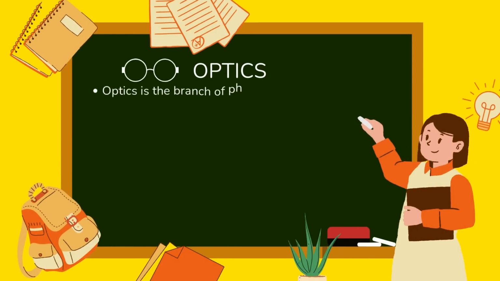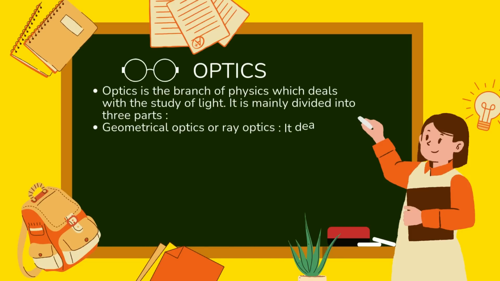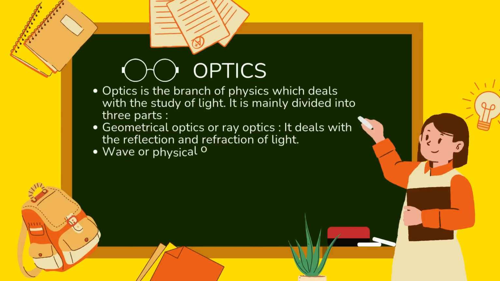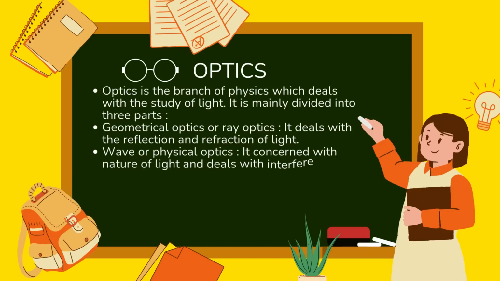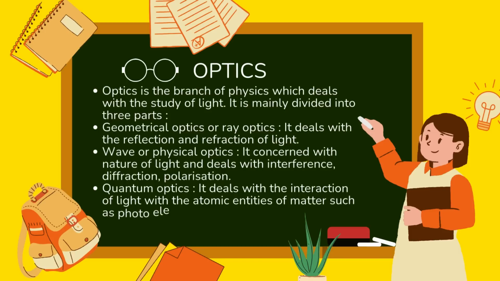Optics. Optics is the branch of physics which deals with the study of light. It is mainly divided into three parts. Geometrical optics or ray optics. It deals with the reflection and refraction of light. Wave or physical optics. It is concerned with the nature of light and deals with interference, diffraction, polarization. Quantum optics. It deals with the interaction of light with the atomic entities of matter such as photoelectric effect, atomic excitation, etc.